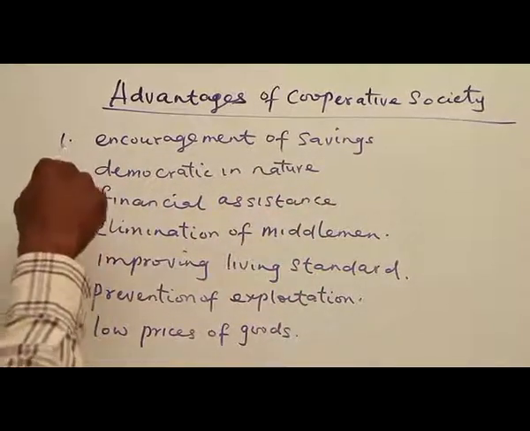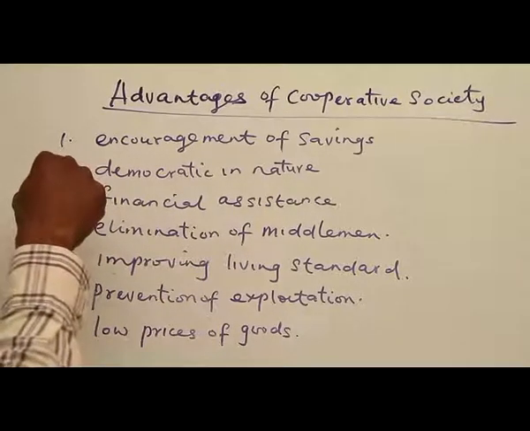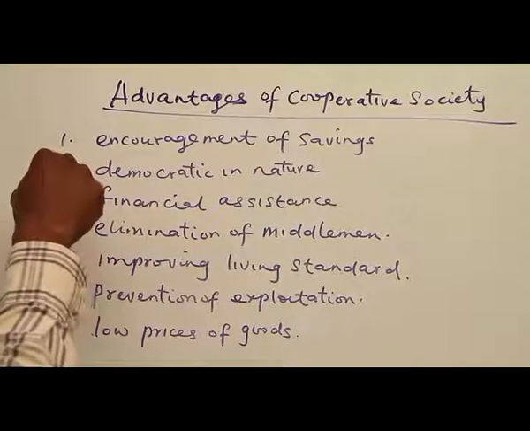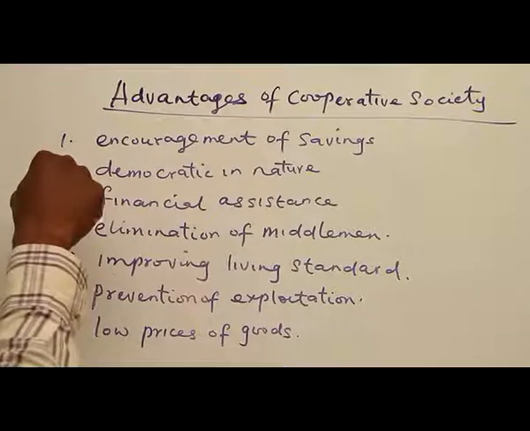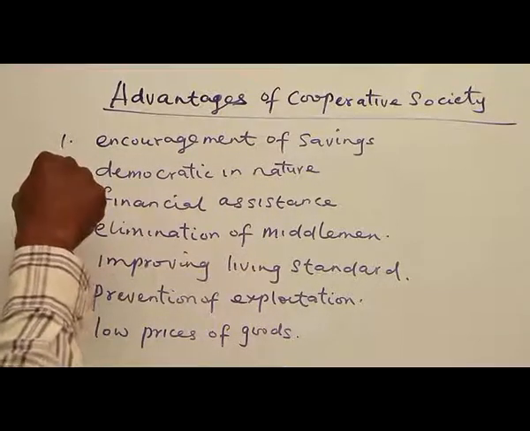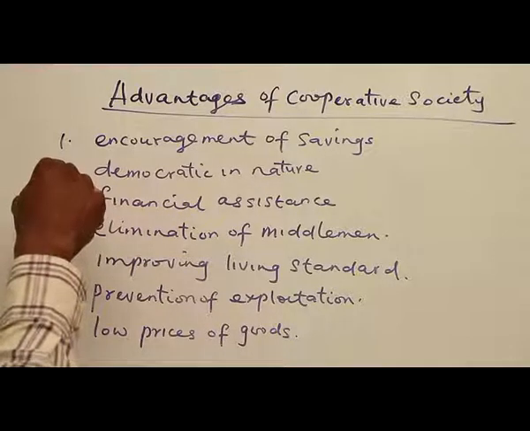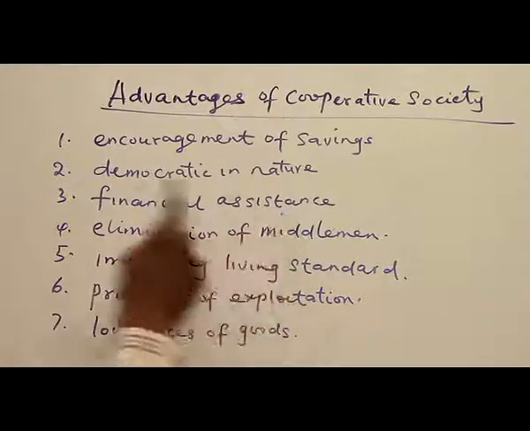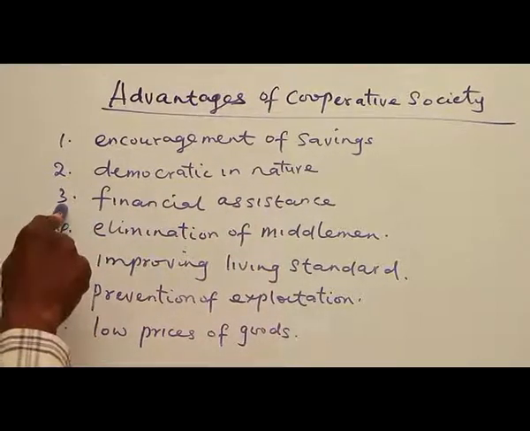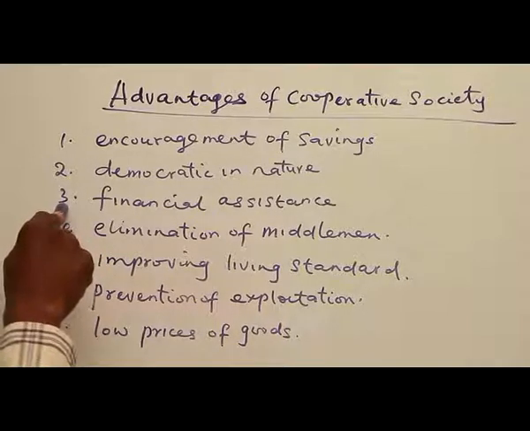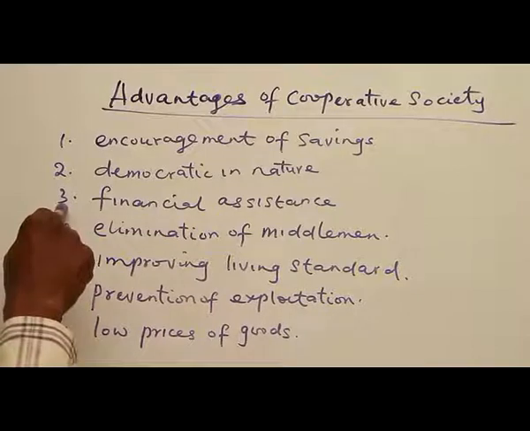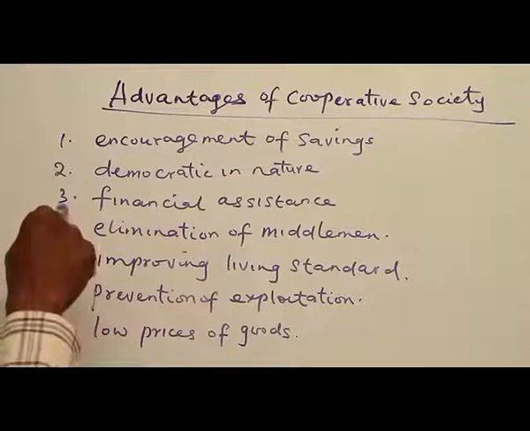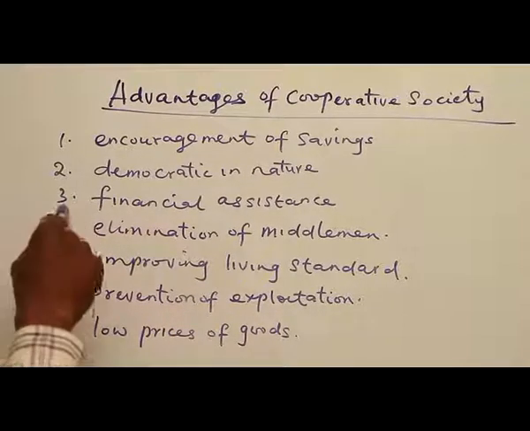Number 2, democratic in nature. In cooperative society, we've said that the one man, one vote principle is what they will apply in this situation, unlike partnership and limited company, where the number or the capital contributed determines your vote. So here, one man, one vote, irrespective of your capital. Number 3, financial assistance. In cooperative society, financial assistance is rendered to members, either in consumer cooperative, producer cooperative, or credit and thrift cooperative. So they render financial assistance here to members.